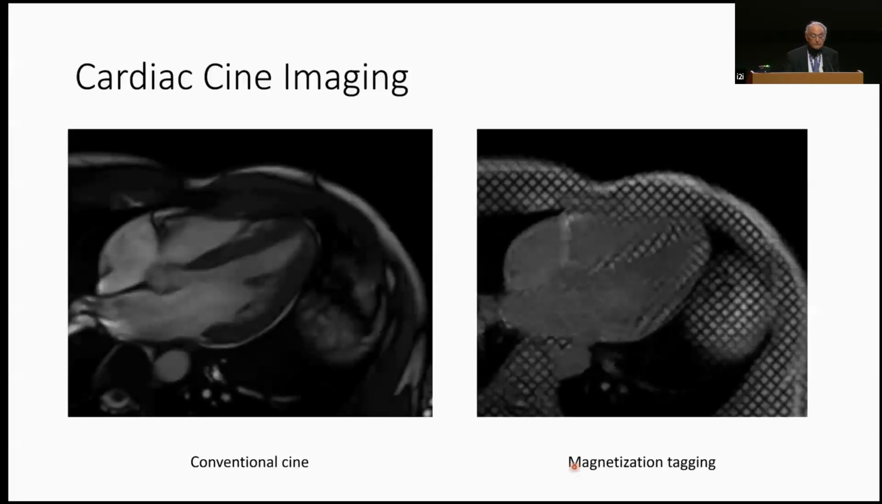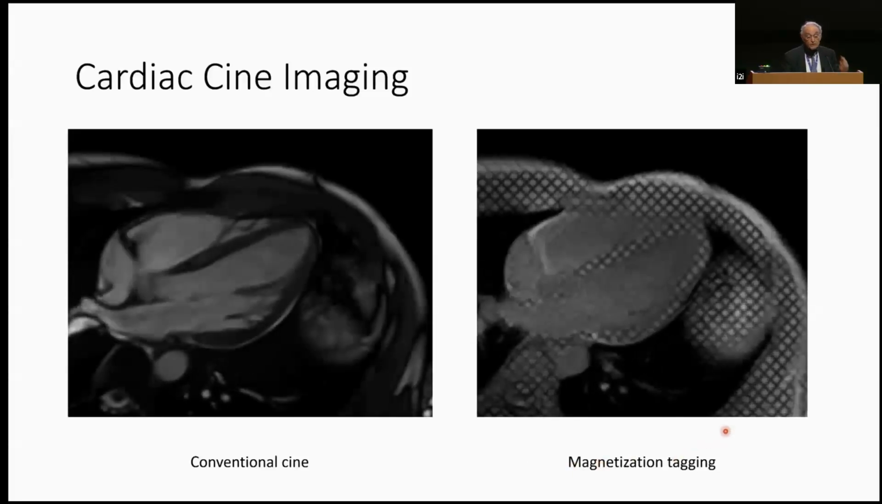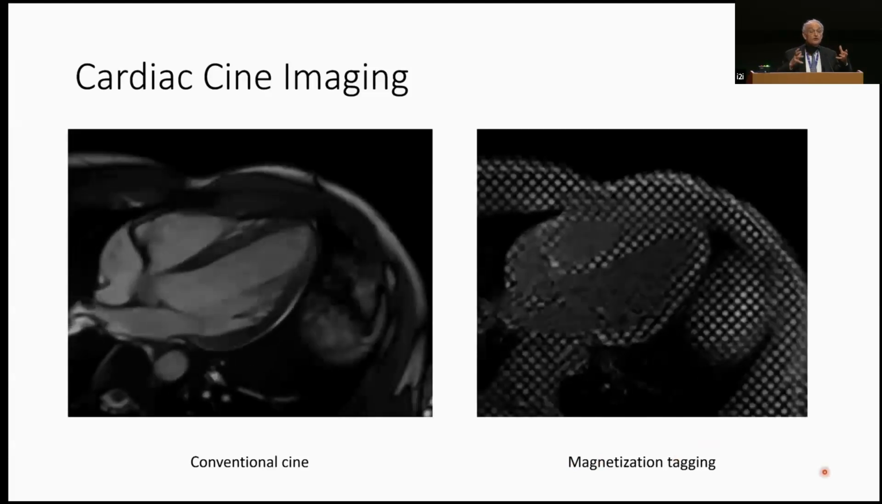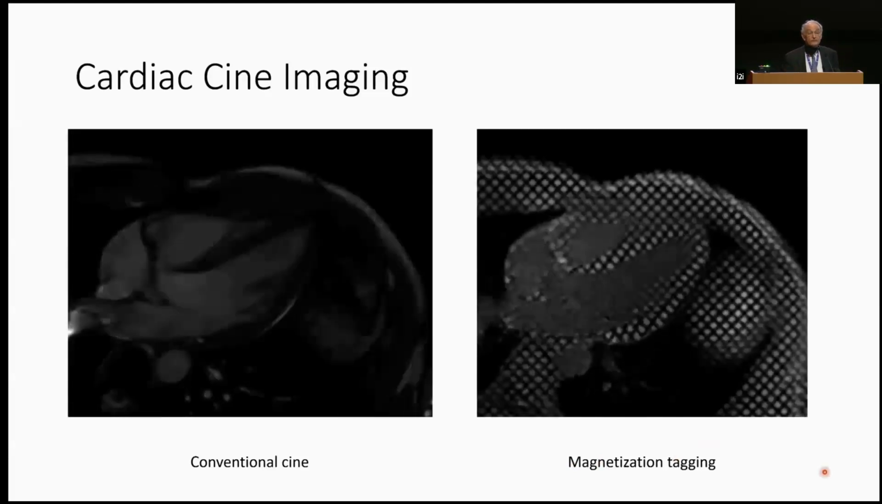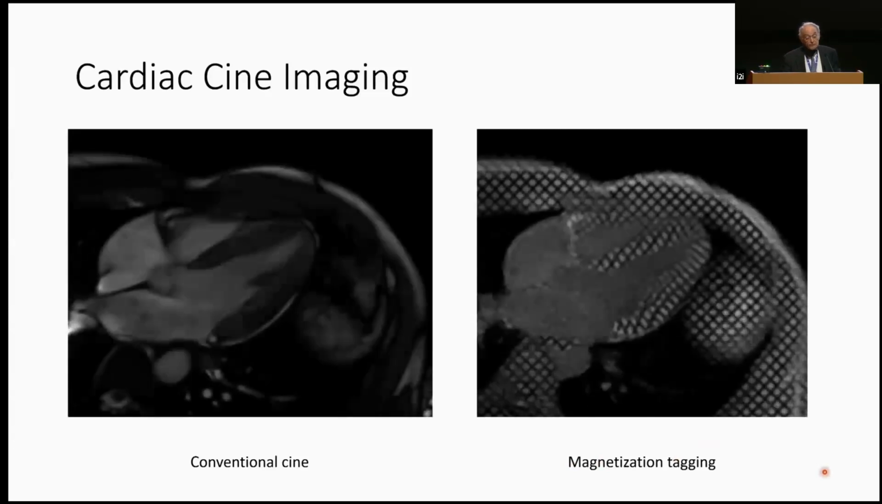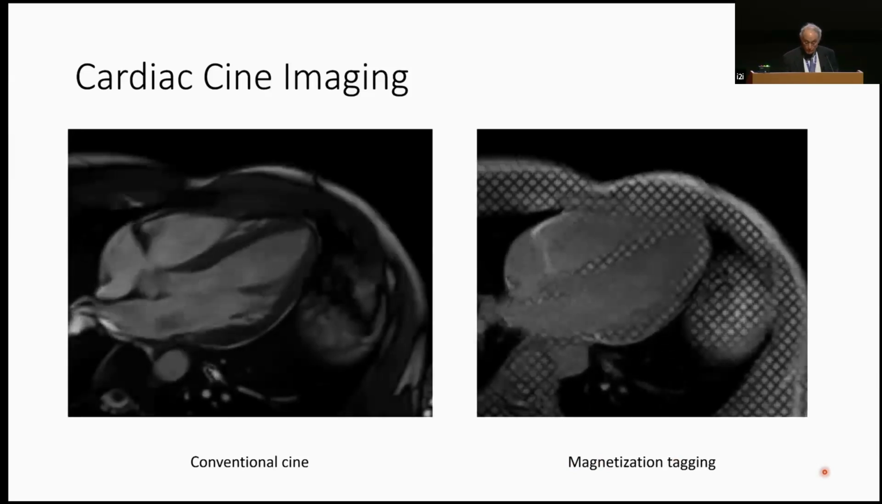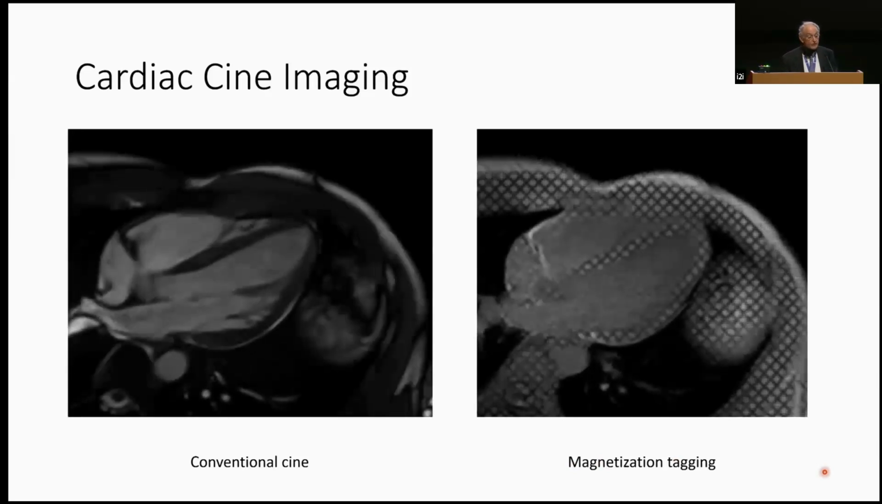So this is a normal volunteer with our little tagging techniques, which we did a long time ago. We can see that now we can reveal motion within the heart wall, which is otherwise really invisible. There's no other way to do this. Now, this is a neat technique, but we're still trying to develop efficient and robust methods to analyze the data. And so that's a continuing work in progress.